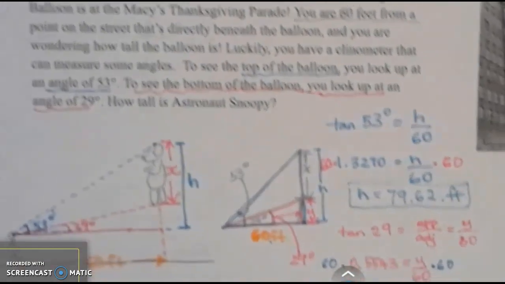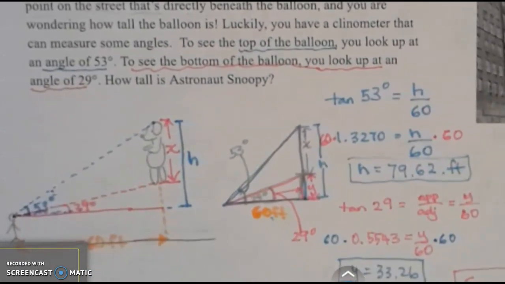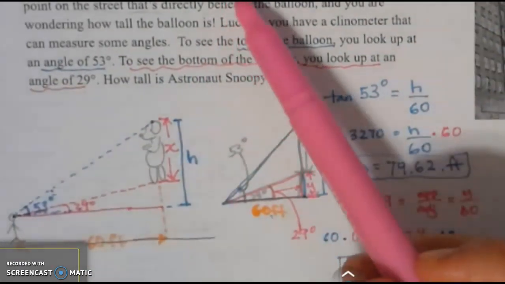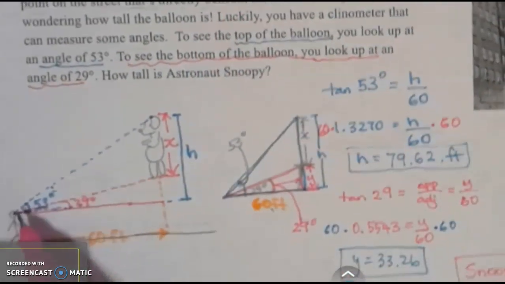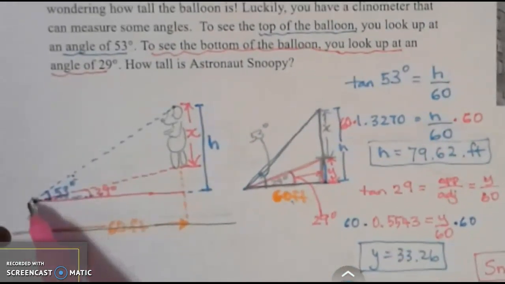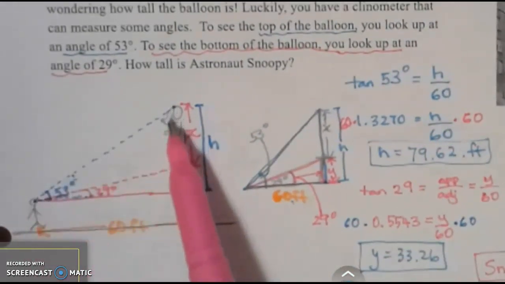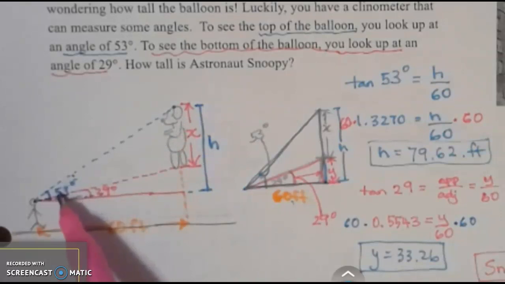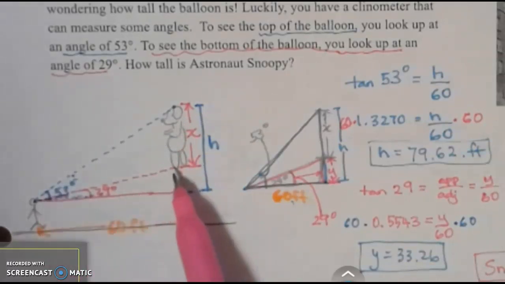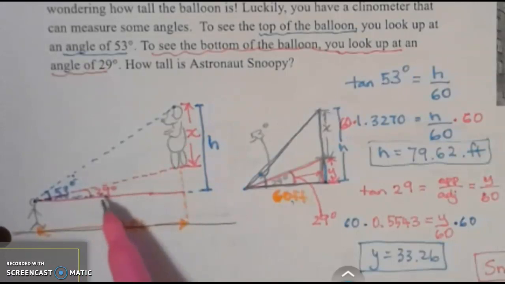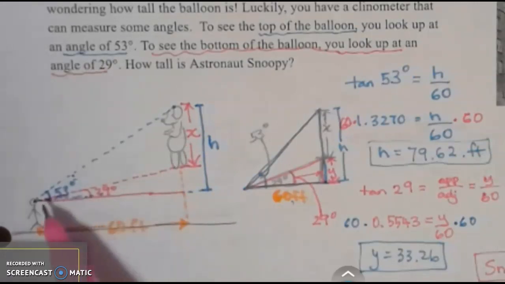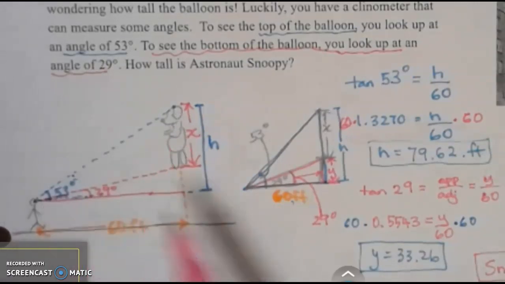All right. Now, I know that some of you had problems with the application problem, so I am going to go through it. Okay, so here we go. The first thing is you need to draw your triangle, and this is where I am standing. And when I'm looking up to the tip, the angulation is 53 degrees. To the bottom of the Snoopy is 29 degrees. That means I have two different triangles.